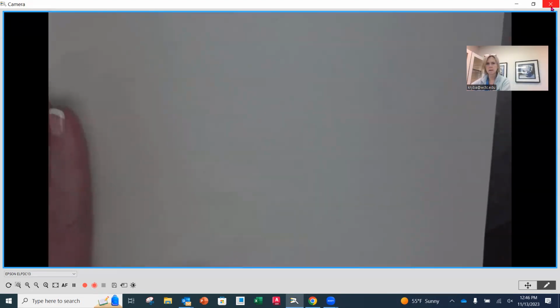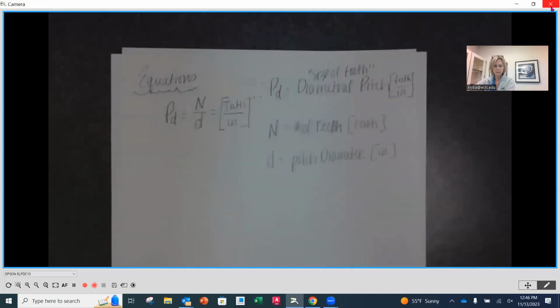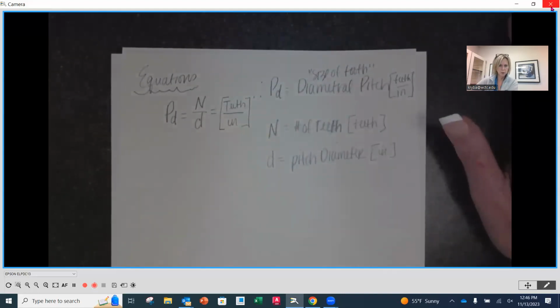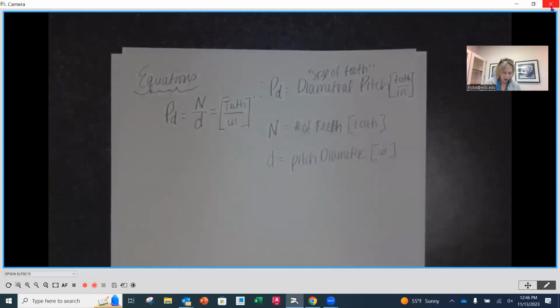Okay, so that's our first look at some relationships here. Any questions so far? Not a hard equation at all. The biggest challenge is just going to be keeping track of when you're worried about diametral pitch and when you're worried about pitch diameter. That's usually the first challenge, and lining those up in a problem.